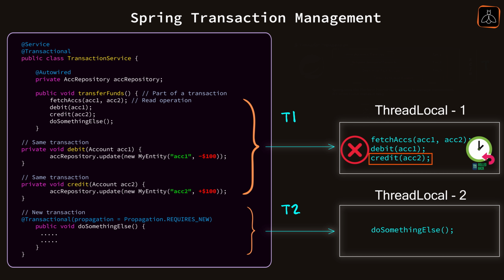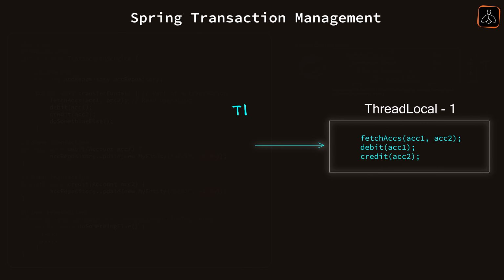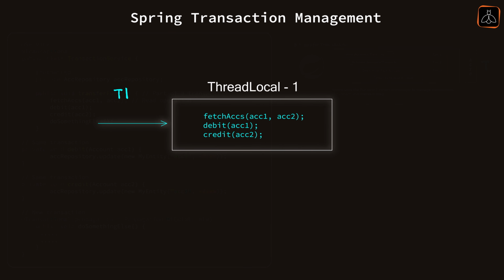At this point, you might be assuming that ThreadLocals are doing this execution or rollback mechanism, but that is not true actually. ThreadLocals are only there to maintain the transaction context. The actual execution or rollback is done by Spring's AOP mechanism.